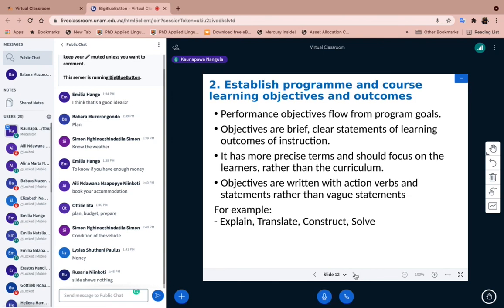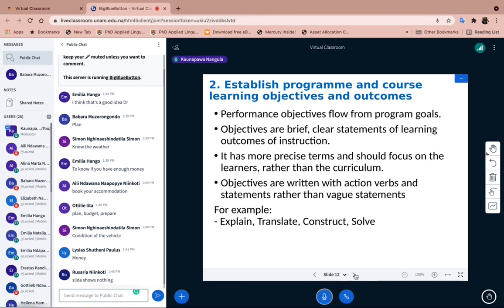And then moving on, performance objectives flow from the program goals. We can see now that it's narrowing down, and objectives are more narrowed compared to the goals. They are taken from the program goals. Objectives are brief, clear statements of learning outcomes of instruction. They have more precise terms and should focus on the learners rather than the curriculum, all right? Or the program itself.